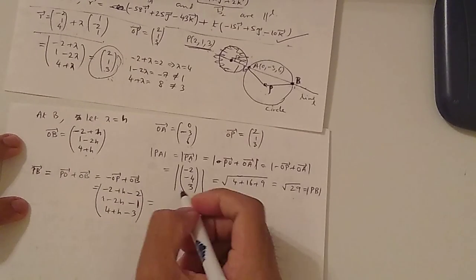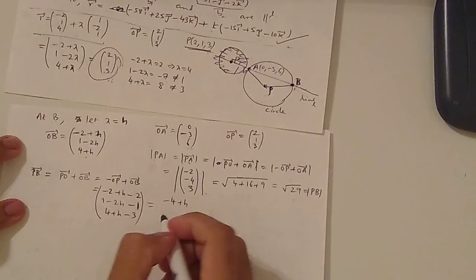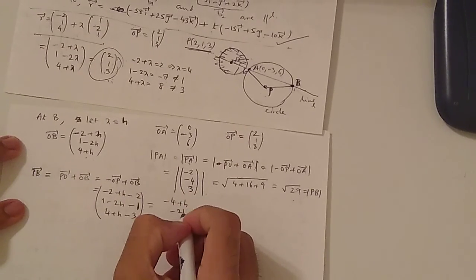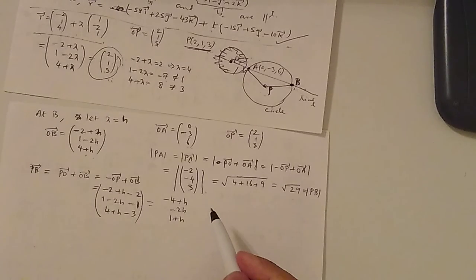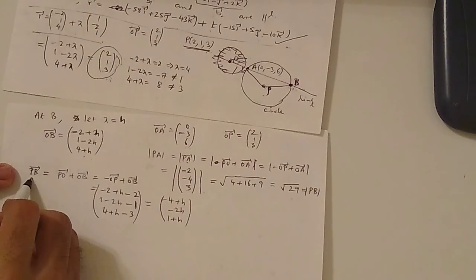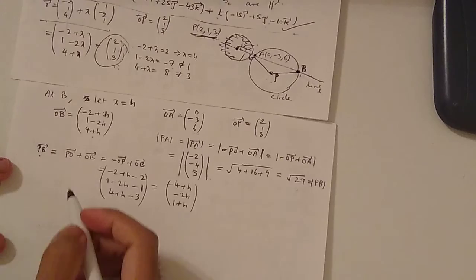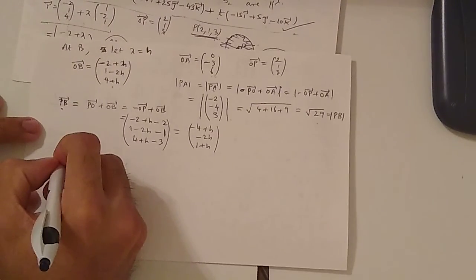So let's simplify the expression. We have minus 4 plus H, minus 2H, 1 plus H. Okay, so that's your expression for PB. Now the magnitude of this vector is going to be the PB modulus.